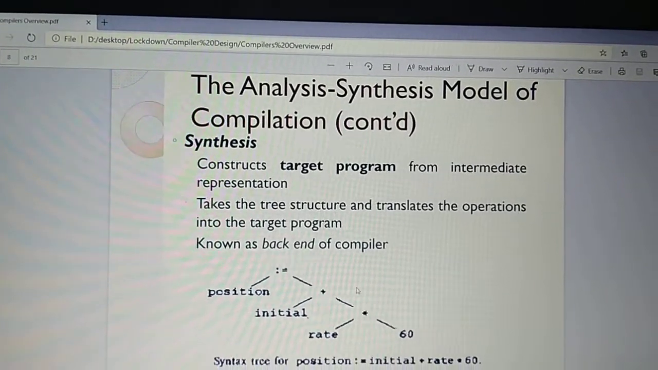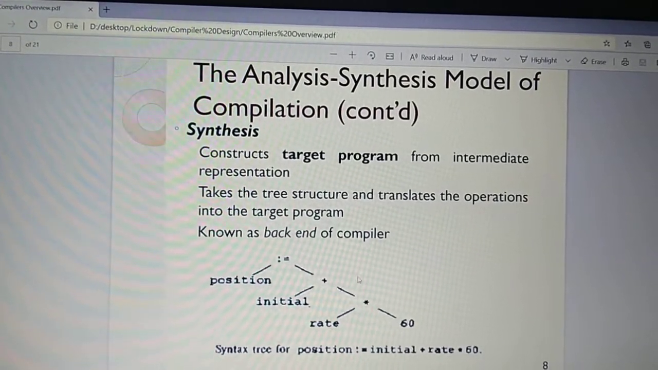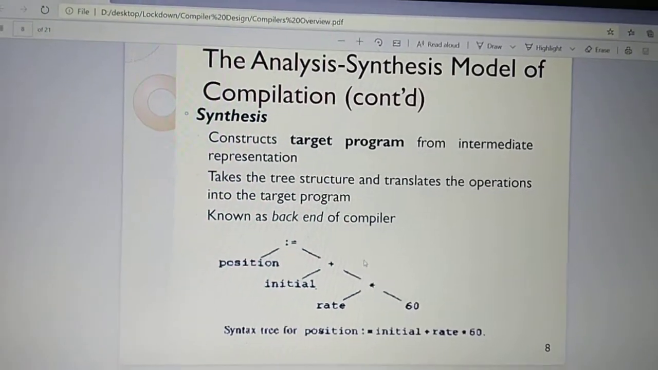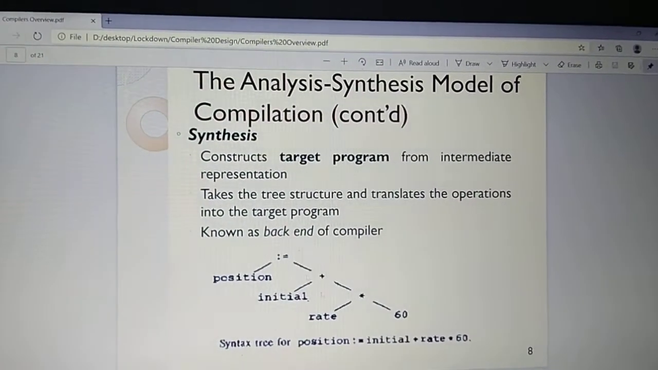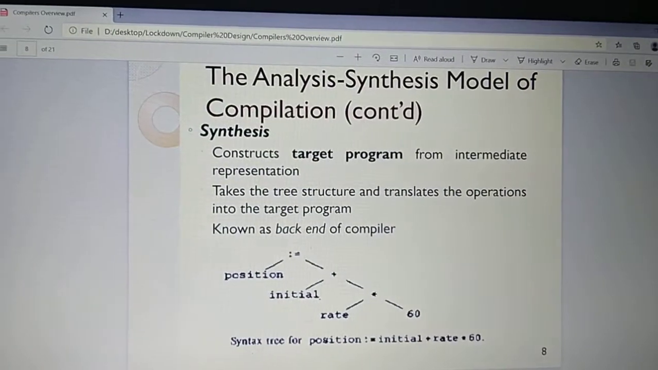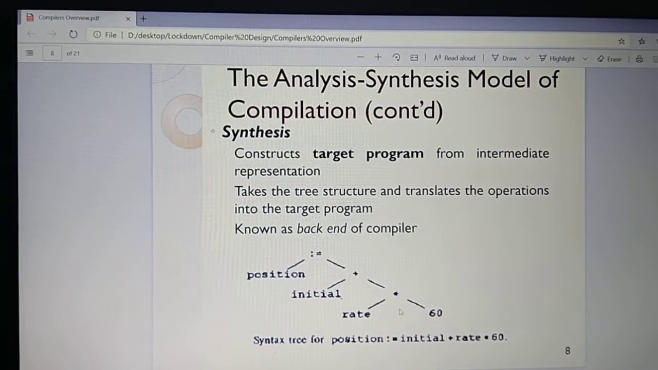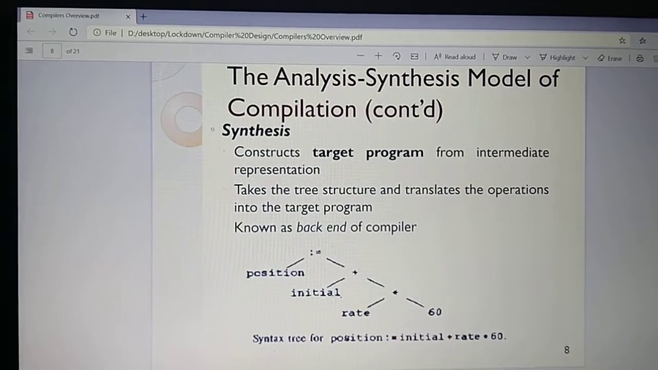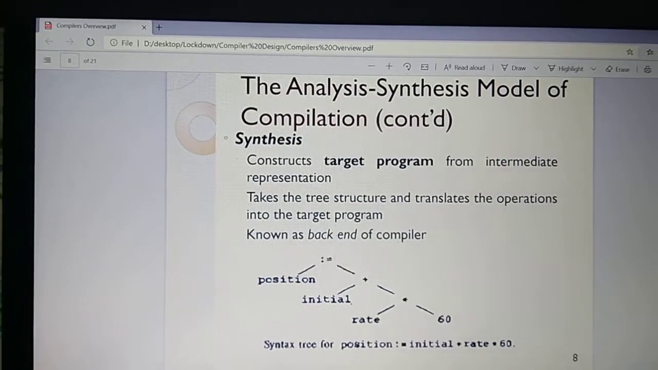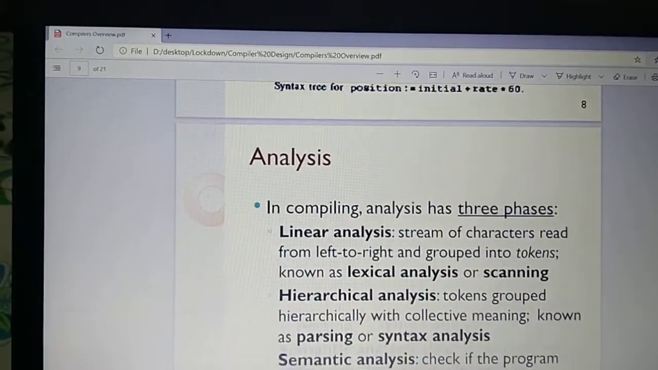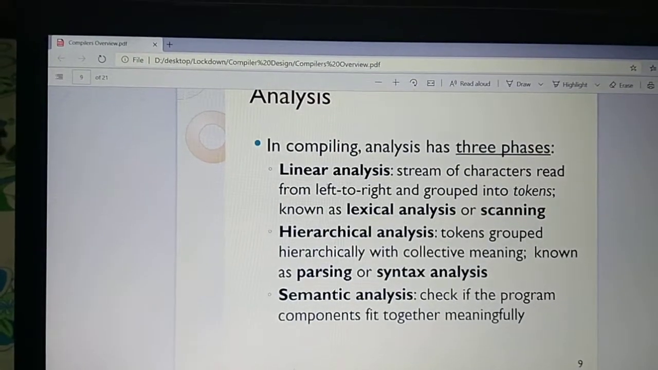Now, suppose we have an input expression like position equal to initial plus rate into 60. This is the syntax tree or parse tree generated by the analysis phase. Rate into 60 is calculated first, then it is added with initial and the total value is assigned to position.